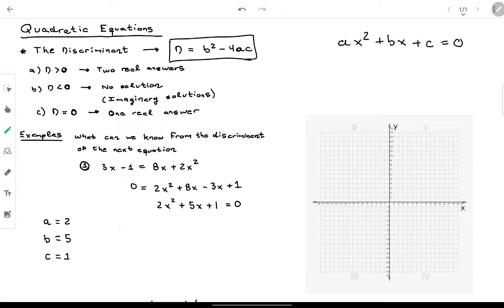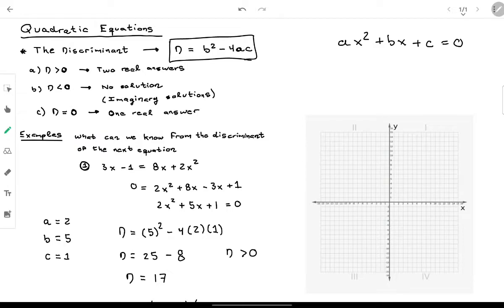The discriminant is going to be b squared. So it's going to be 5 squared minus 4a that multiplies c. In this one, it's going to be 25 minus 8. That means the discriminant is going to be 17. That means the discriminant is greater than 0. So what can we know about when the discriminant is greater than 0?